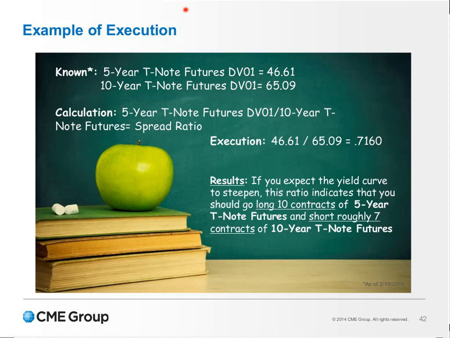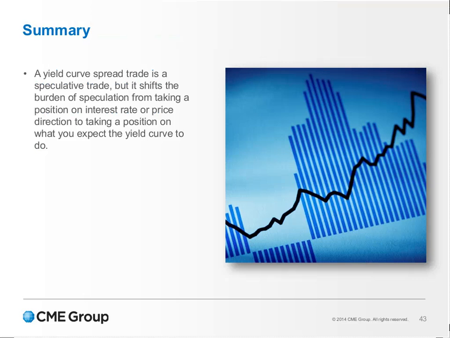When you just do the simple math of dividing one into the other, it will tell you the ratio of contracts you should use. So again, you will be using more contracts of the shorter dated instrument and fewer of the longer dated instruments. But with this 10-to-7 ratio, if you see parallel movements in yield across the curve, you won't be exposed to any profit or loss. What you will be able to do is, when that yield curve changes and moves over time, you'll be exposed to that.